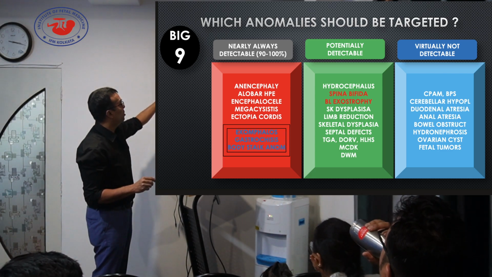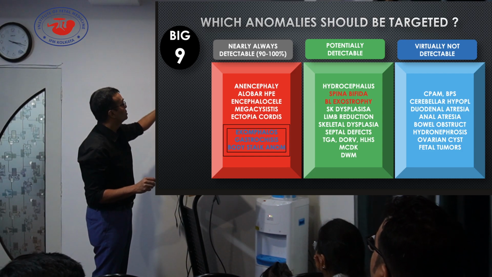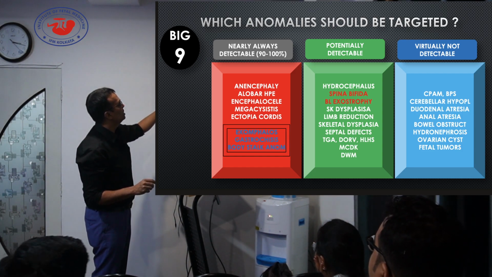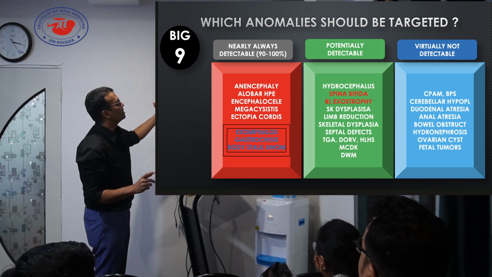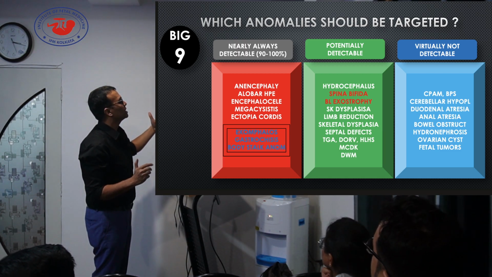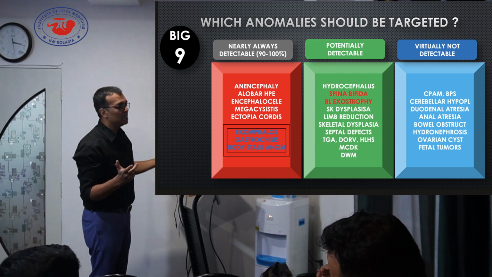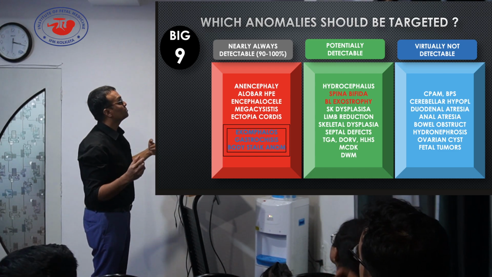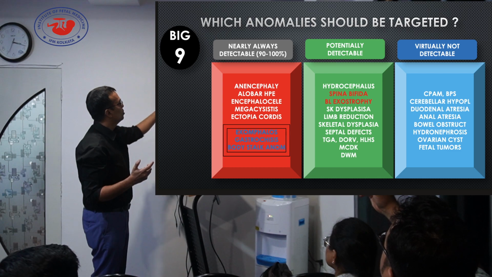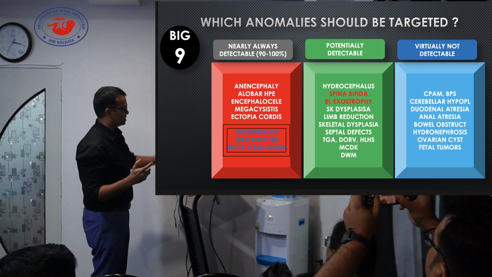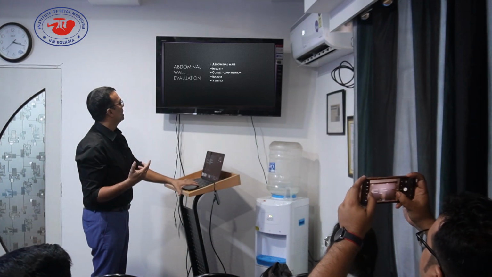Amongst them, the nearly always detectable ones are omphalocele, gastroschisis, and body stalk abnormalities. Then the potentially detectable ones are spina bifida, because sometimes it may be a closed spina bifida, which is difficult, and bladder exstrophy, which again may sometimes be tricky. So these are all abnormalities which we are supposed to pick up. How do we do that?